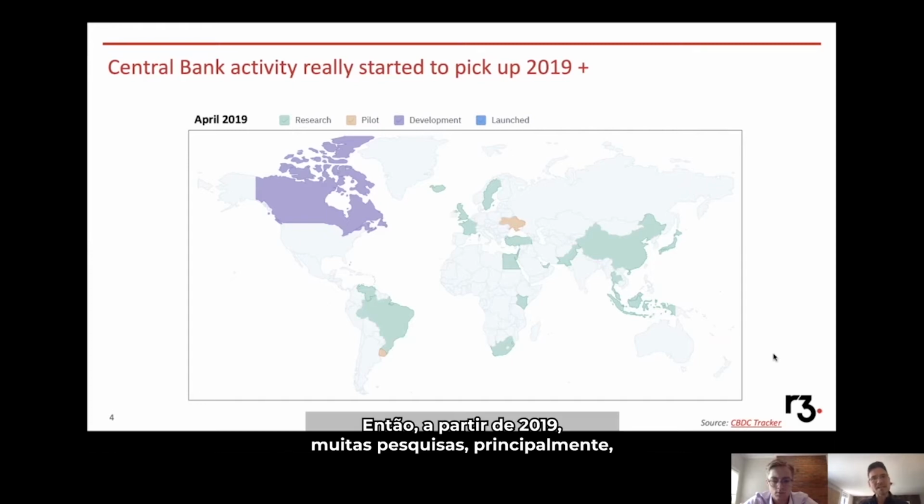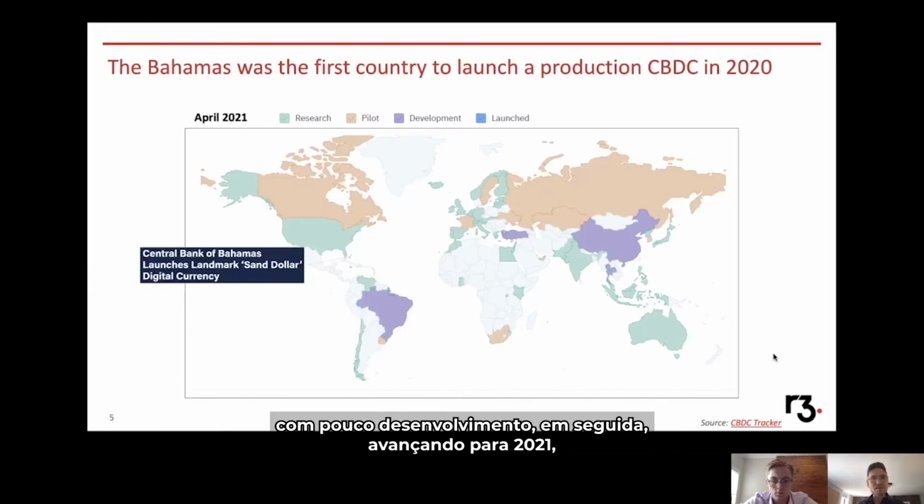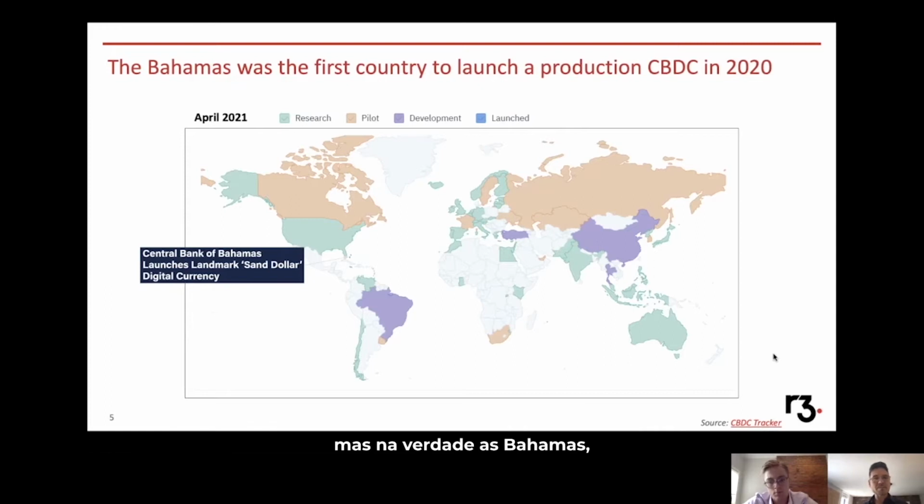So from 2019, really lots of research mainly, a little bit of development, and then moving into 2021, where we've started to see the first launch of some CBDCs, Bahamas being the first country to really have a full production CBDC. But of course, we're also aware of the digital yuan, as well as the project going on in Cambodia, which are both in pilot. But really the Bahamas being the first to launch a full production CBDC, which they called Sand Dollar.